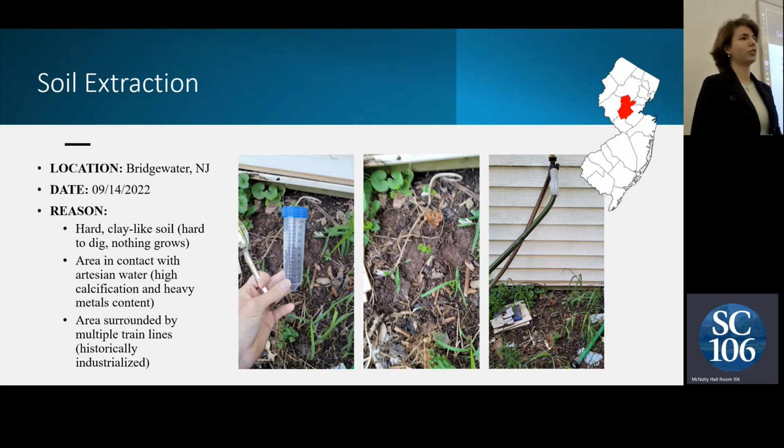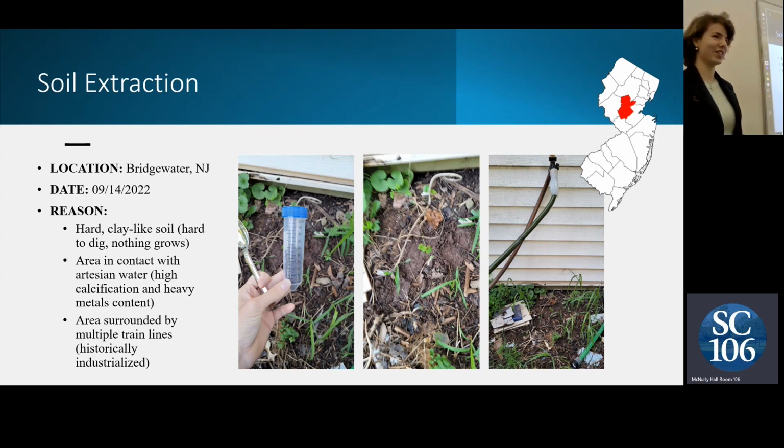So first we'll start with the soil extraction. I tried to choose soil that might be mutated. So I went to Bridgewater, New Jersey, that's where I live. And the reason why I chose the soil is because it's really hard and clay-like. So there's limited plant growth there. As well, you can see that there are plants growing there, but it's not abundant. It has a ton of sunlight, so I was thinking of UV radiation. And finally, it's located right below an artesian water tap.